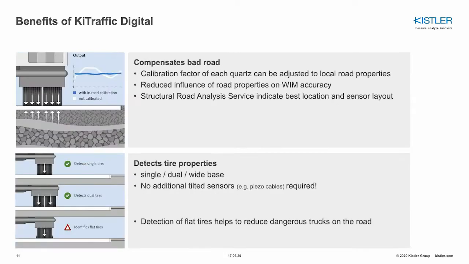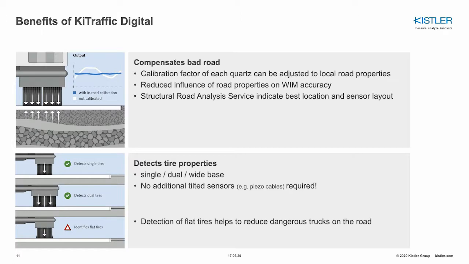In addition, we all know that the road has a significant influence on the WIM performance. Differences in road stiffness lead to difference in force signals and therefore in difference in weighing results. Now, Lineas Digital is the first WIM sensor which can adjust its calibration factors of each measuring position, so each quartz position, depending on the road conditions below it.